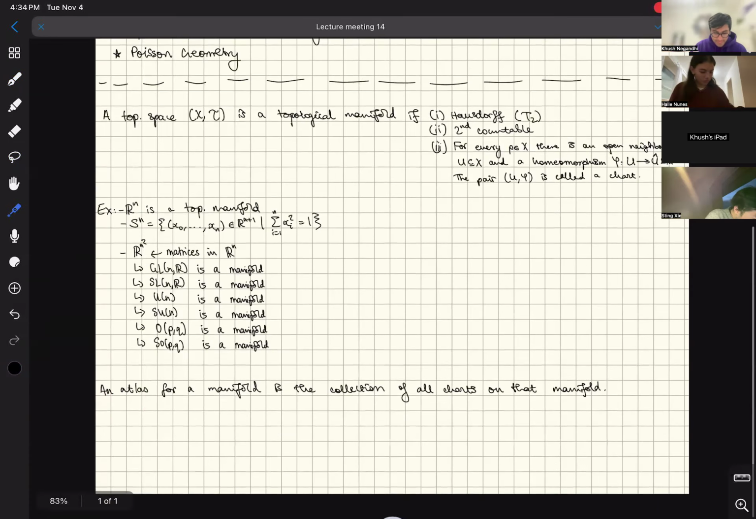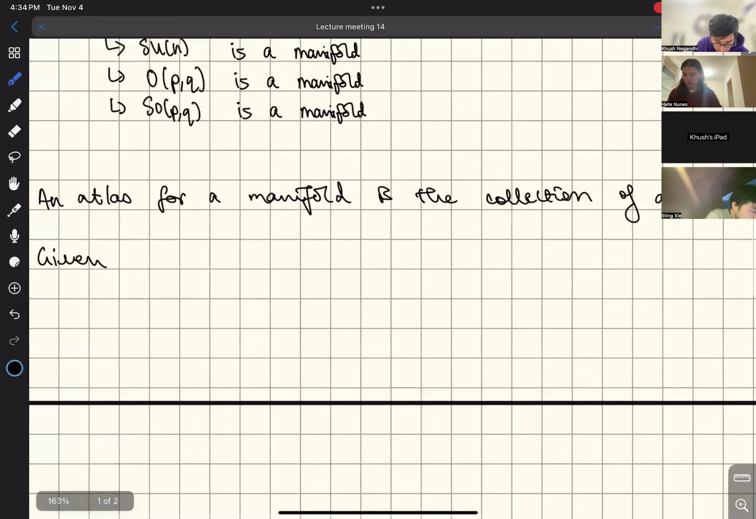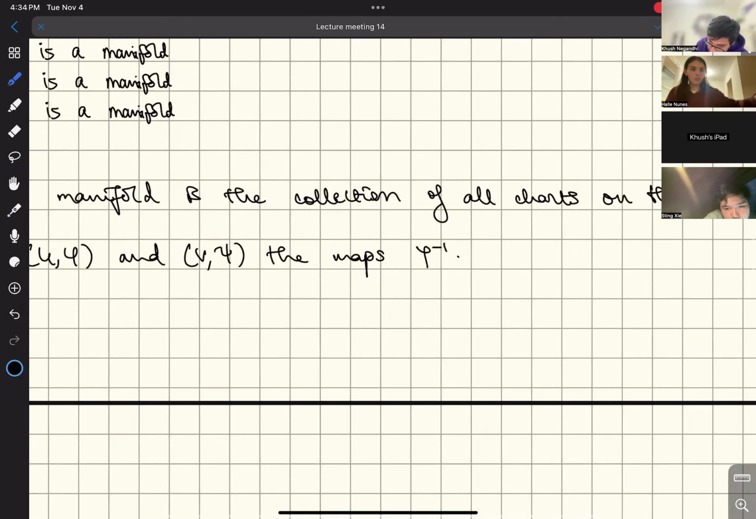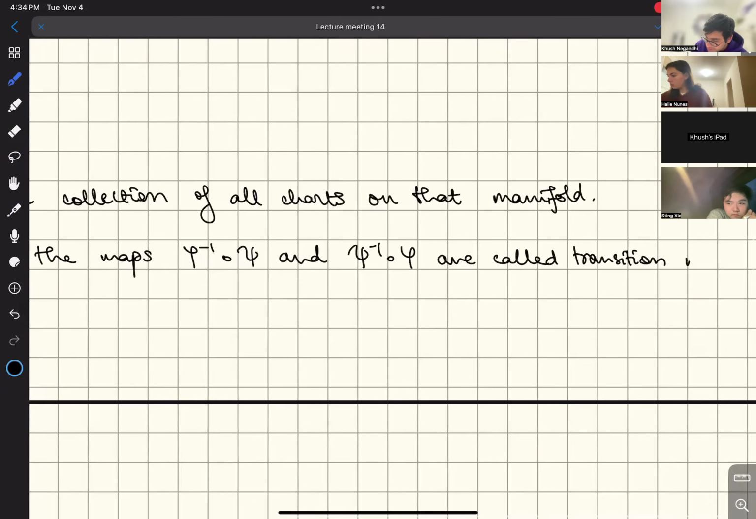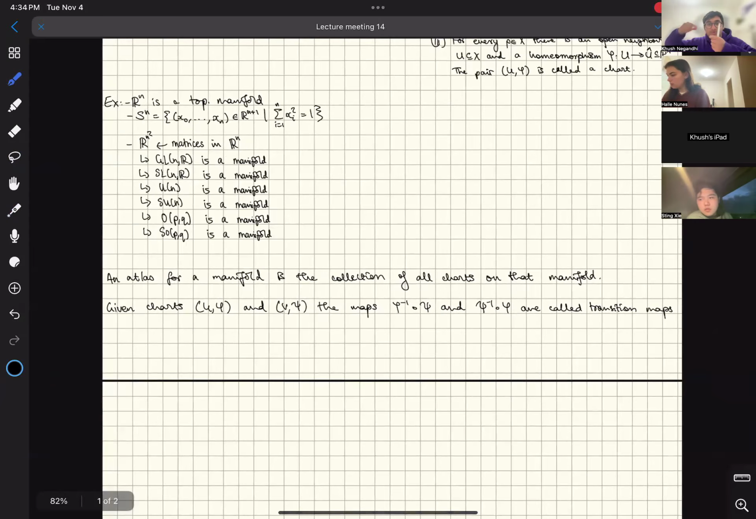Given charts (U, phi) and (V, psi), the maps phi inverse composed with psi and psi inverse composed with phi are called transition maps. The reason they're called transition maps is because they transition you from one chart to another.